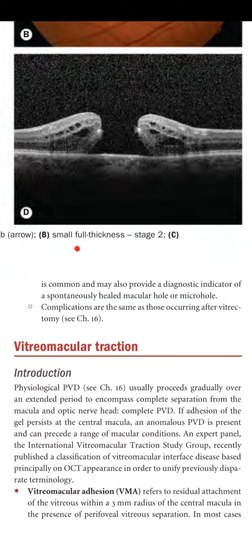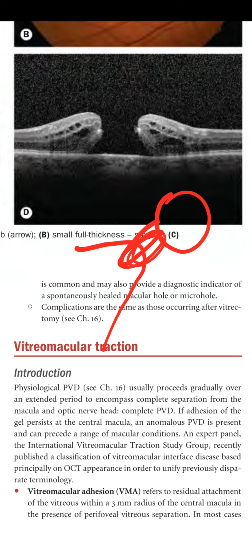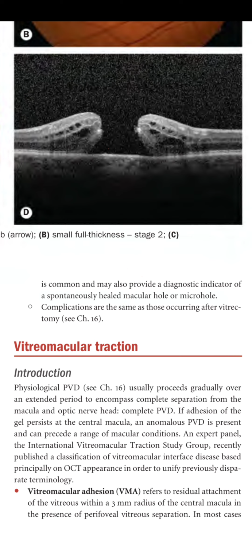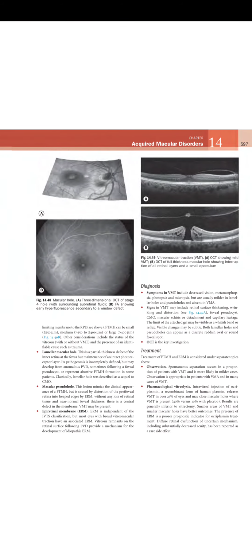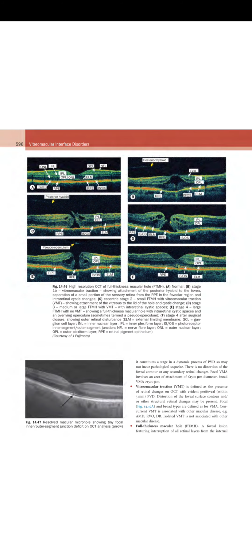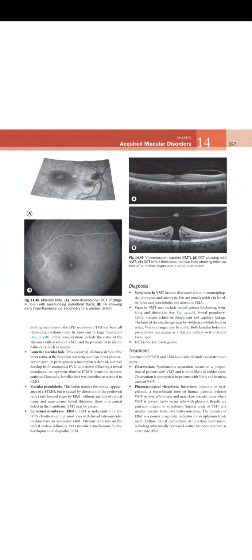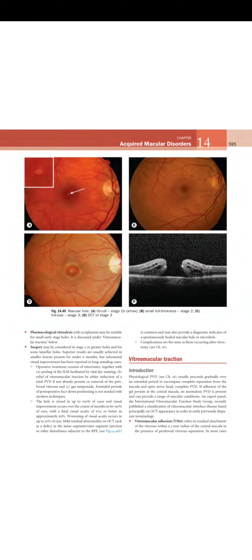So whenever the PVD is incomplete and there is a traction on the macula, it can cause changes in the macula. An expert panel of the International Vitreomacular Traction Study Group recently published a classification of vitreomacular interface disease based principally on OCT appearance in order to unify previously disparate terminology. So first there is vitreomacular adhesion, there is vitreomacular traction, and then there is a full thickness hole, lamellar macular hole, macular pseudo hole, epiretinal membrane.